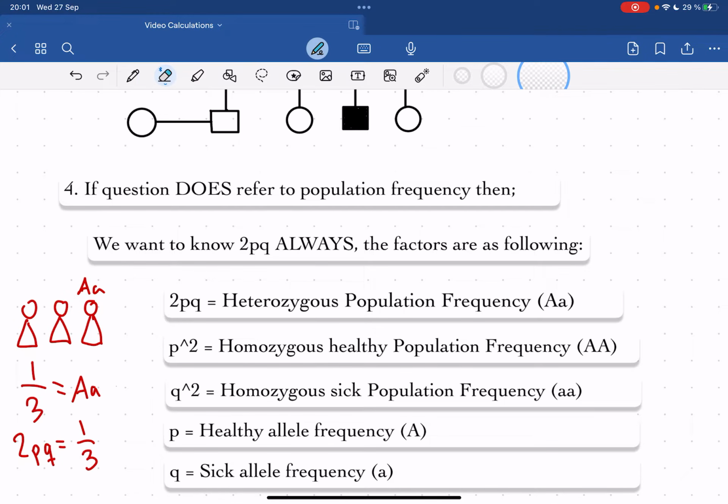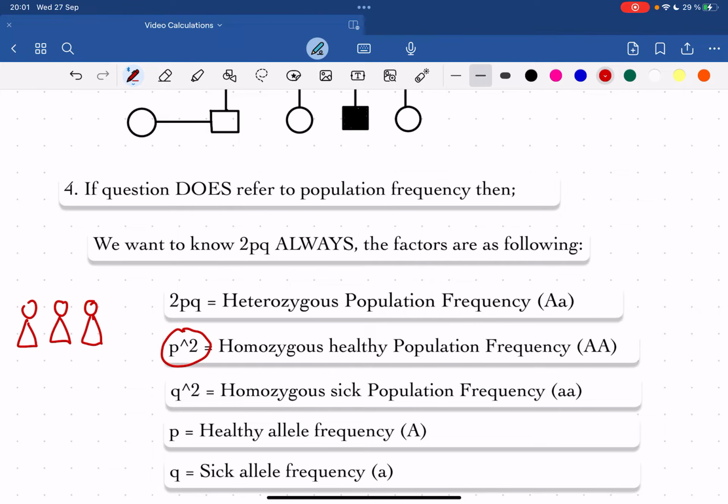Our P squared is our homozygous healthy population frequency, which is this phenotype. And that means that, say we have P squared equals 2 out of 3, then this person and this person are healthy. The same thing with the sick population. If we say Q squared is 1/3, then this person is sick or affected.